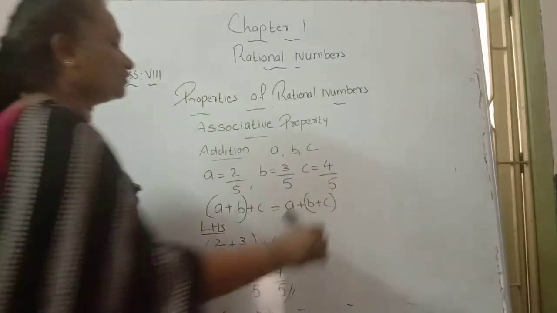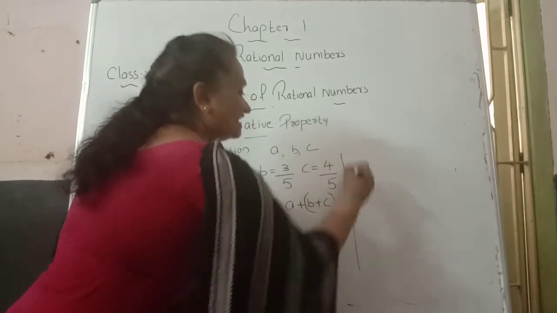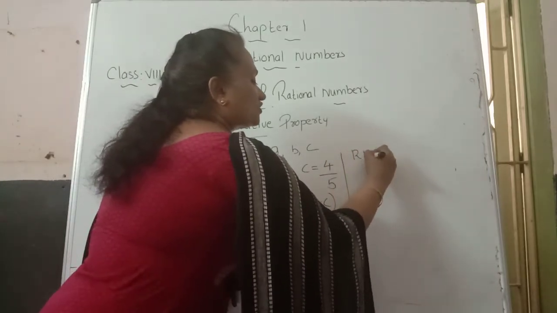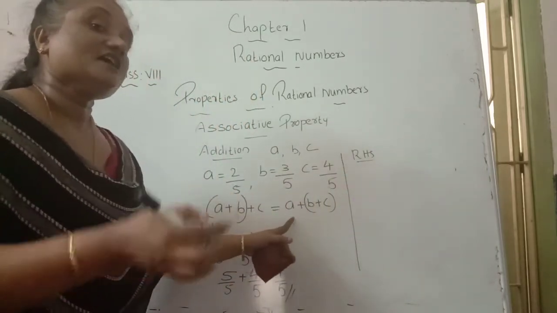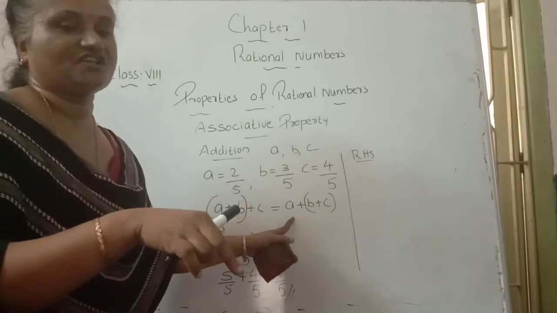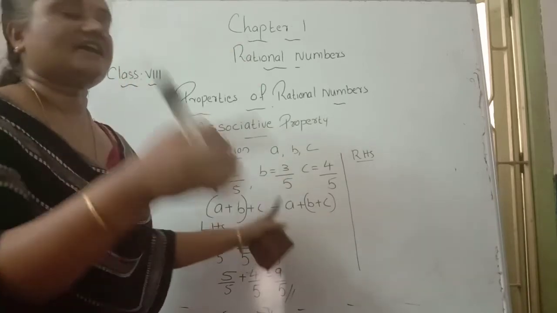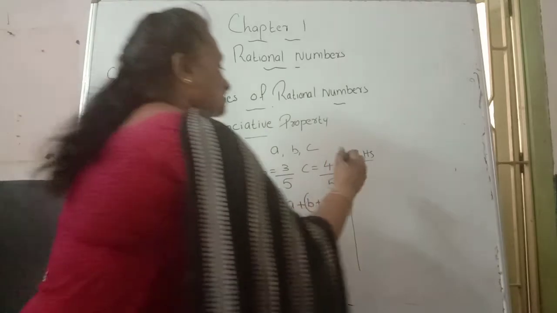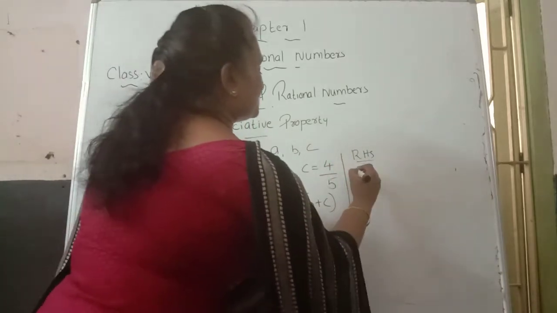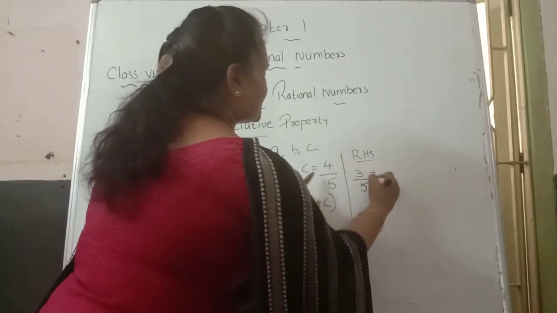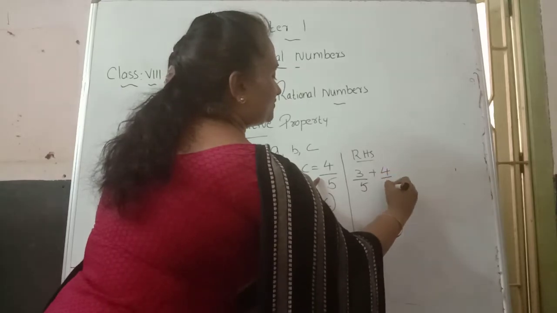Then next we go through the RHS side. Is the RHS side satisfying or not? What does the RHS side say? Take the B value and C value first and add, and that answer is added with the A value. So B value, how much is it? 3 by 5, plus C value, how much is it? 4 by 5.